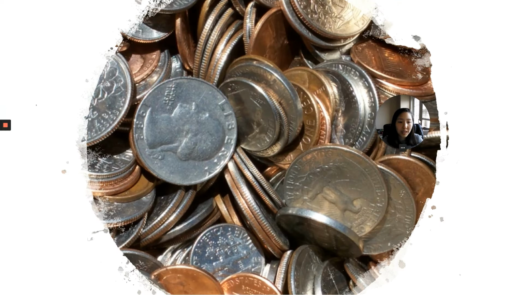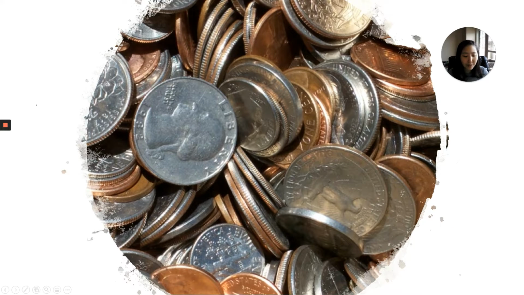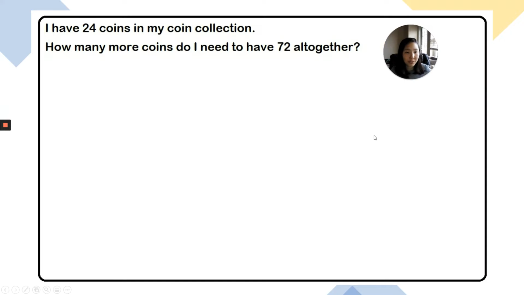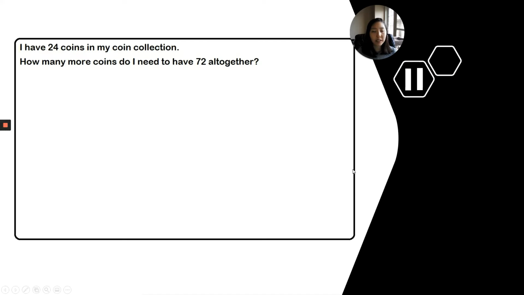So today is about a ton of coins that I actually have, and I want you to figure out with me, if I have 24 coins in my coin collection, how many more coins do I need to have 72 altogether? So we're going to hop right into our retelling portion. You can read it again right here. It says, I have 24 coins in my coin collection. How many coins do I need to have 72 altogether?